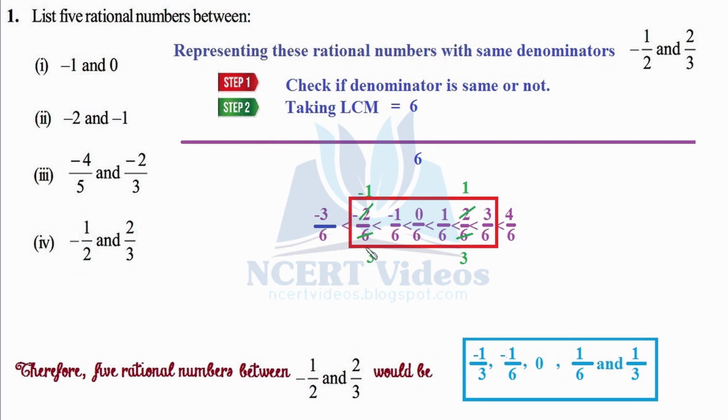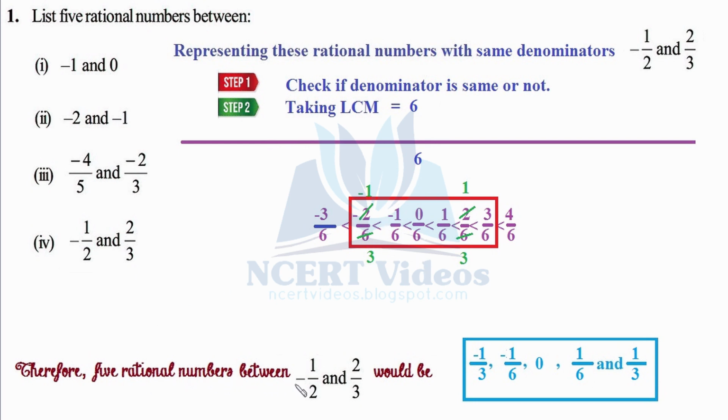So 2 over 6 is reducible. Minus 1 into 2 gives you minus 2 and 3 2s are 6. Not reducible. 0 over 6 is 0. Whenever in the numerator there is 0 and the denominator is any integer except 0, the answer will be 0. Not reducible. Again reducible. This can also be reducible, but we are not taking it. Therefore, we are not reducing it here. We are taking only these 5 because we are asked to find 5.